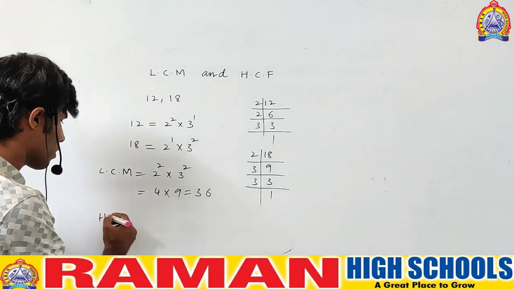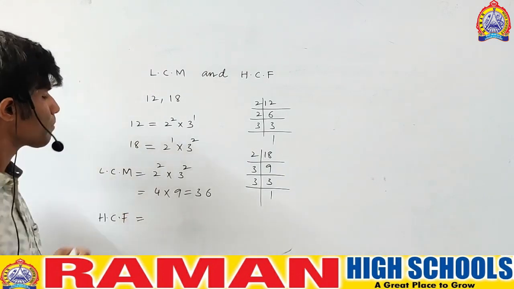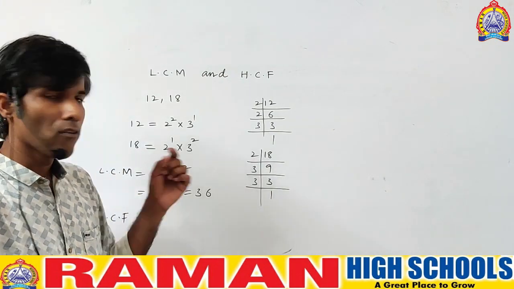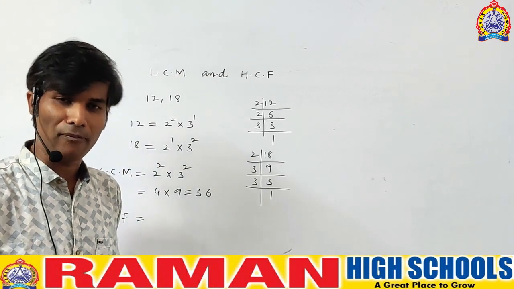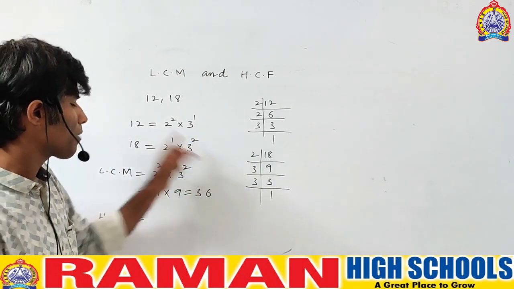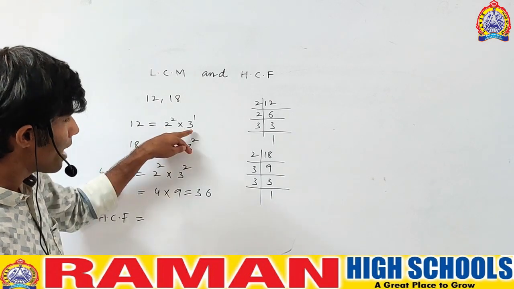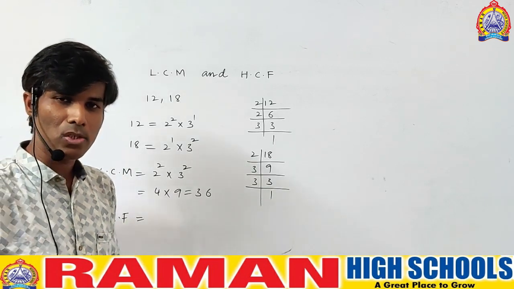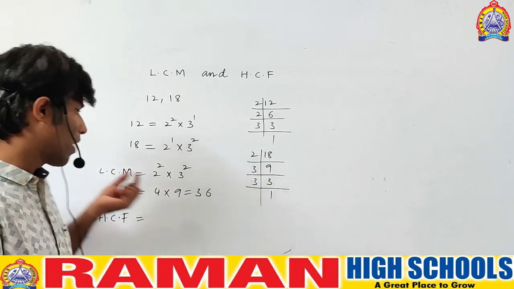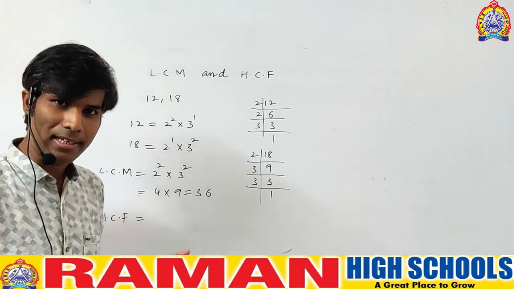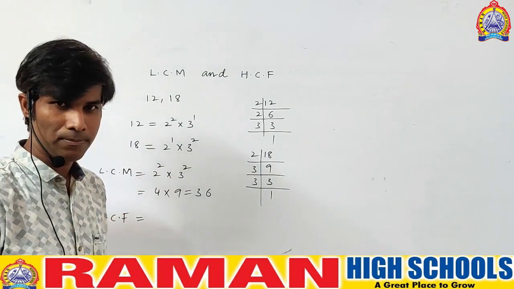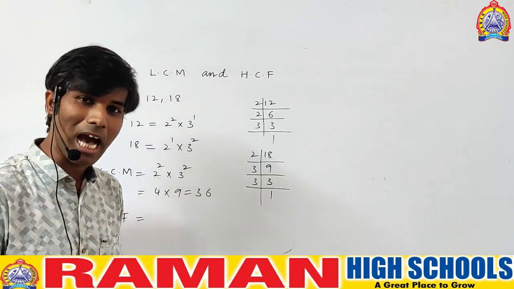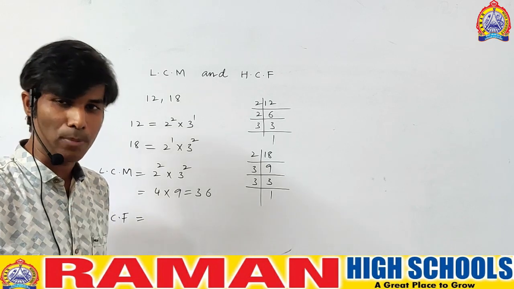And let us see how to find the HCF from this prime factorization. While taking the HCF of two numbers, we will consider only common prime factors. Here in these two numbers, the common prime factors are 2 and 3. For those common prime factors, you will take the least powers. To find the LCM, for all prime factors, we are taking highest powers. But to find the HCF, for only common prime factors, you will take least powers.